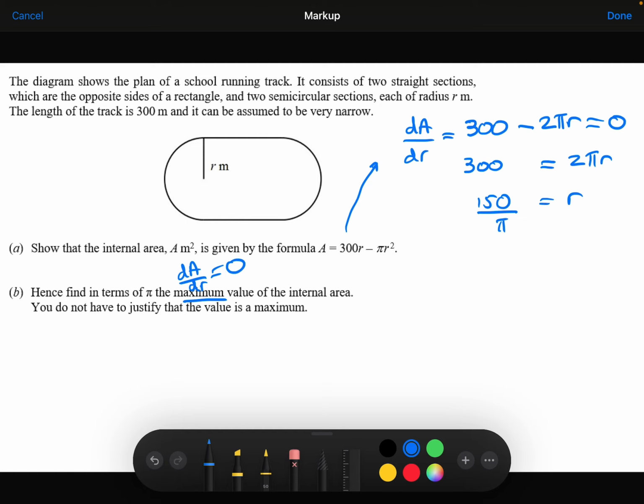The question wants what is the maximum value of the internal area, so I need to take that and substitute it in to work out what the area is actually going to be when the radius is 150 over pi. The question does want the answer in terms of pi.